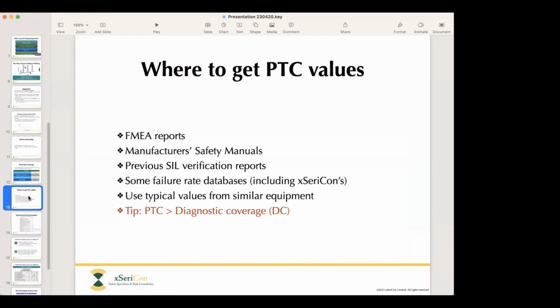Just make sure that the proof test coverage value you are trying to use is more than the diagnostic coverage, and that kind of stands to reason. It must be higher, because if the proof test coverage is lower than the diagnostic coverage, then it means that there's no point in doing the proof test. You might just as well rely on the diagnostics.